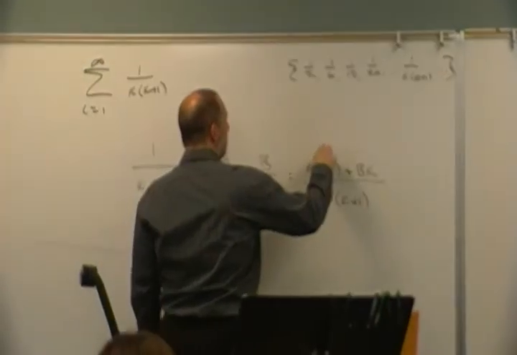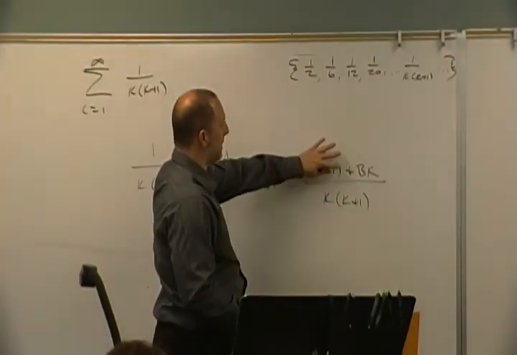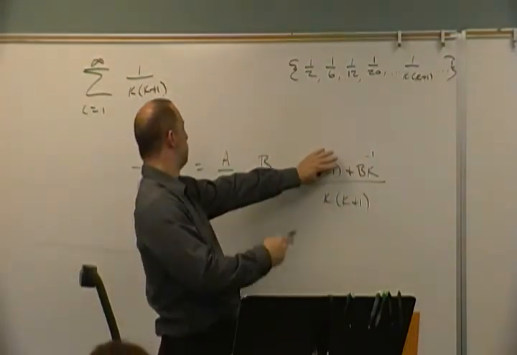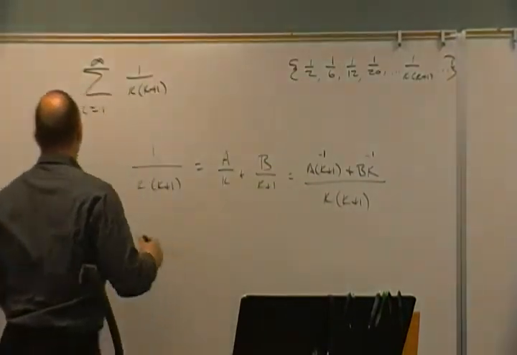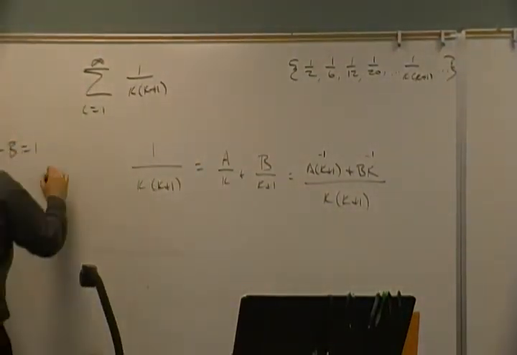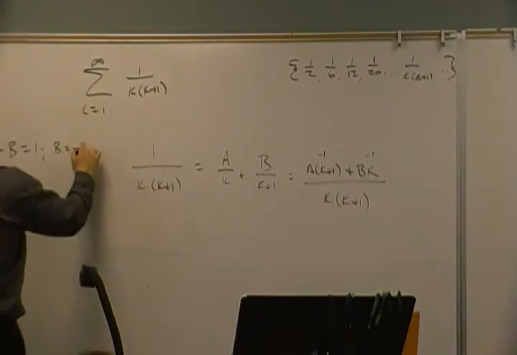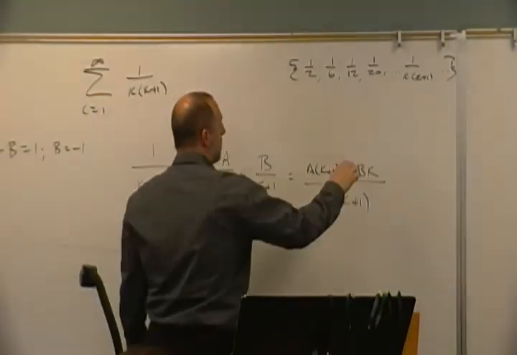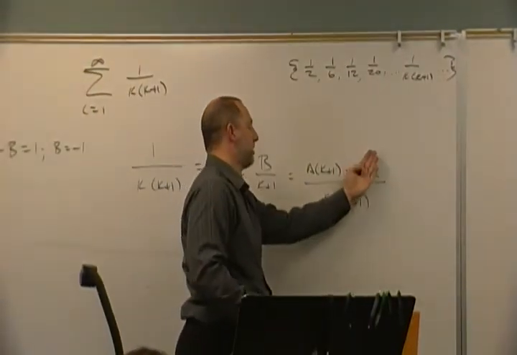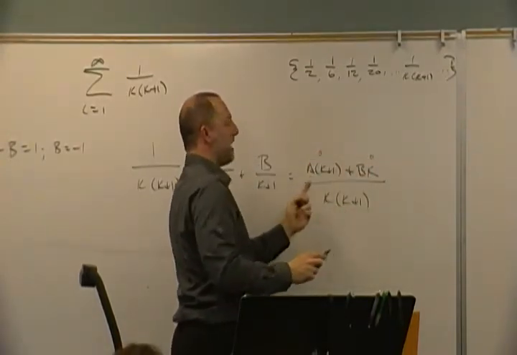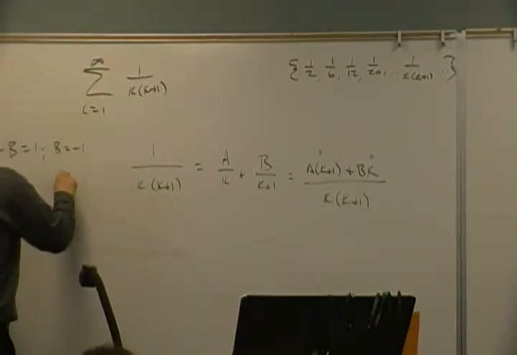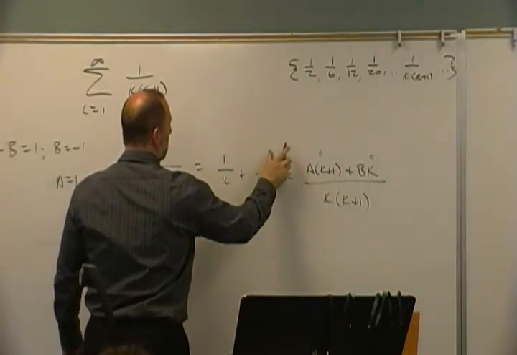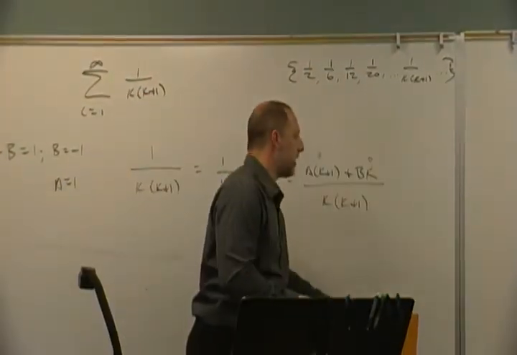Okay, so if I plug in -1 for k, what's that going to do? It's going to eliminate this term, and I get a -1 here. So negative B equals 1, so what's B equal? B equals -1. Okay, so what number do you want to plug in next? 0. If I plug in 0 for k here, that eliminates this term. If I put this here, I get A equals 1. So A equals 1, B equals -1.